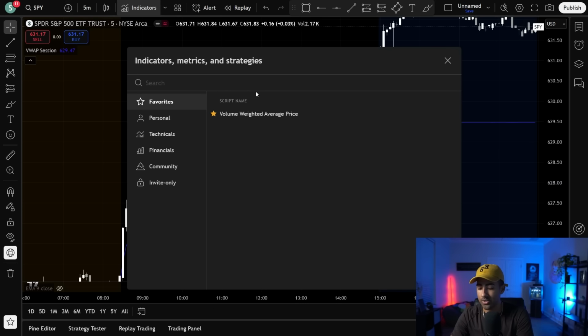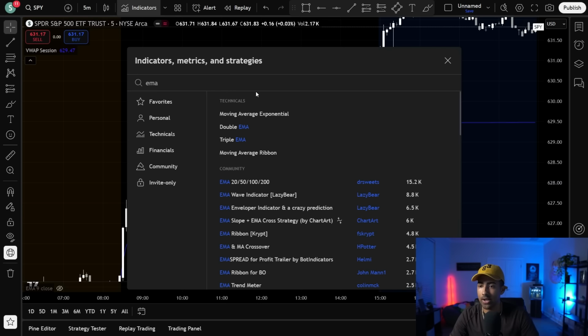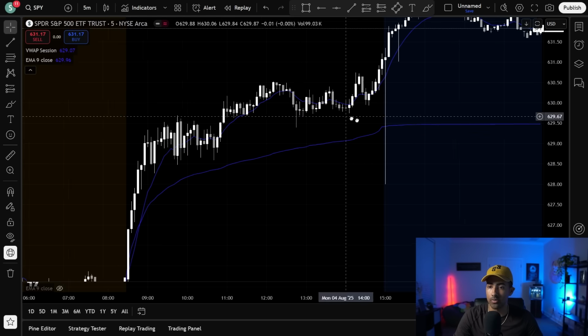Now that you have that custom setup done for VWAP, we have to add our second indicator, which is actually going to be the EMA. So let's add our moving average exponential here. Click this and add that to your chart. One thing that you're going to see, both of them are going to be blue. So go over to your 9 EMA and change the color to a different color. I like to do yellow. And so this is what this overall chart is going to look like.